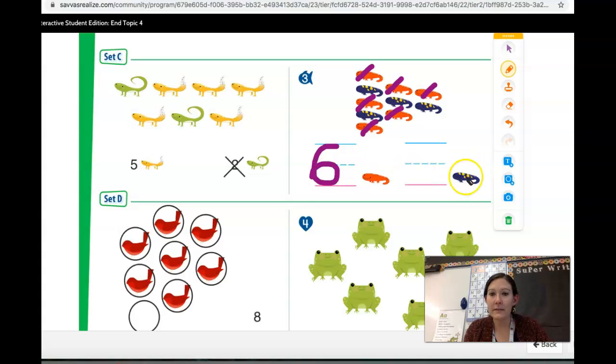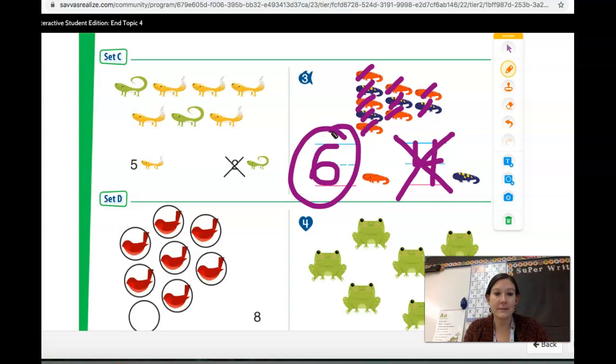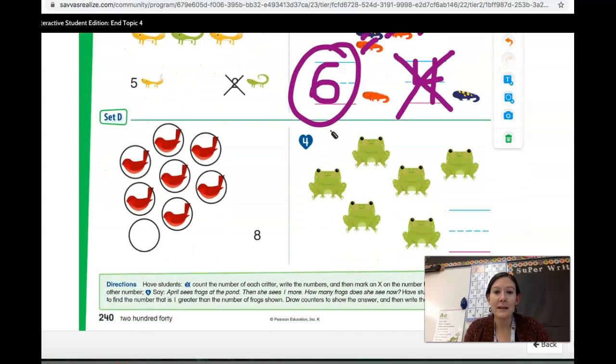And now let's count these little, is it blue or purple? Kind of a dark bluish purple. I don't know. Let's mark them. One, two, three, four. Let's write the number four. All right. Comparing the number six to four, which number is less? It's four. Put an X on the four. Circle the six.